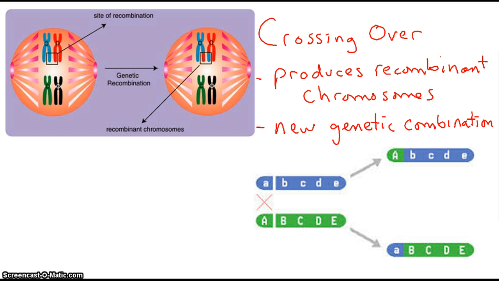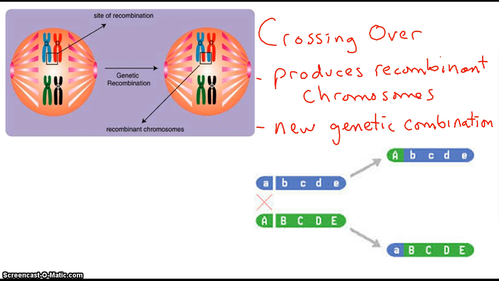Okay, so the first, if you remember, is crossing over. Crossing over is when homologous chromosomes will be lined up next to each other, and little bits of the chromosome will actually flip-flop at this site called the chiasmata. So crossing over produces recombinant chromosomes, and it gives new genetic combinations that weren't connected before.